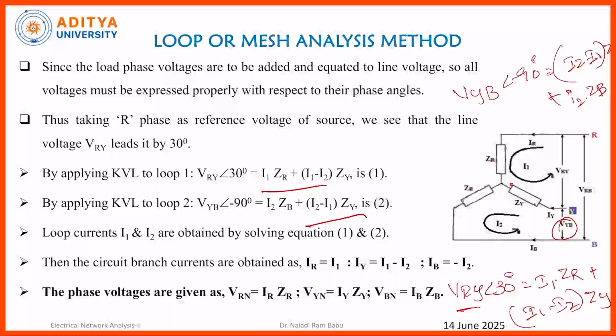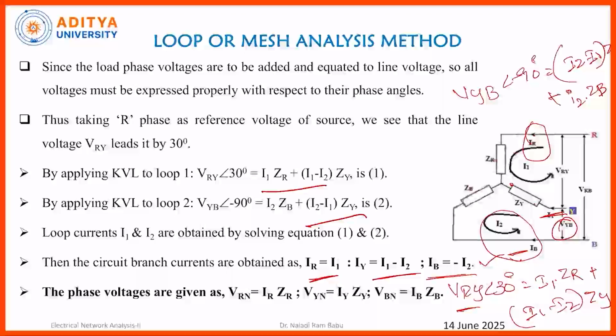Now we will get the values of I1 and I2, but we need to calculate the values of IR, IY and IB. If you observe this loop, IR is equal to I1. And if you observe this second loop, I2 is equal to minus of IB, because both are in opposite directions. Here both are in the same direction, that's why it is positive. Here both are in opposite directions, so it is negative. The leftover current is IY, which will be I1 minus I2. This is the procedure to calculate the values of line currents.